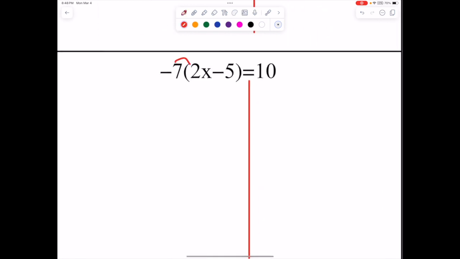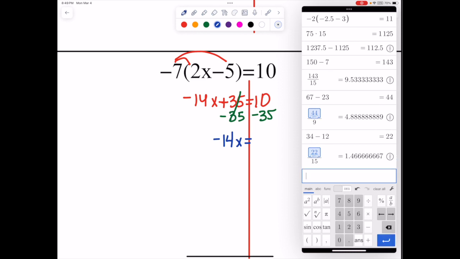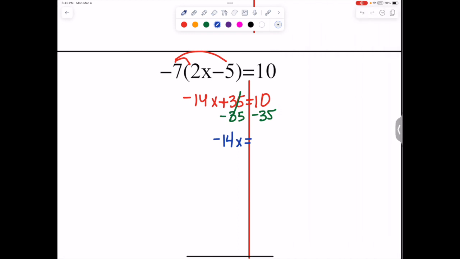Same thing, distributing first, just getting some practice with this. We have negative 14x minus 5 times 7 is 35, but a negative times a negative is a positive 35 equals 10. Okay, let's go ahead and get rid of that positive 35 by subtracting 35 from both sides. Okay, and we have negative 14x equals 35 minus 10 is 25. Different sign, subtract. Keep the sign of the bigger number, then you'll be exact.